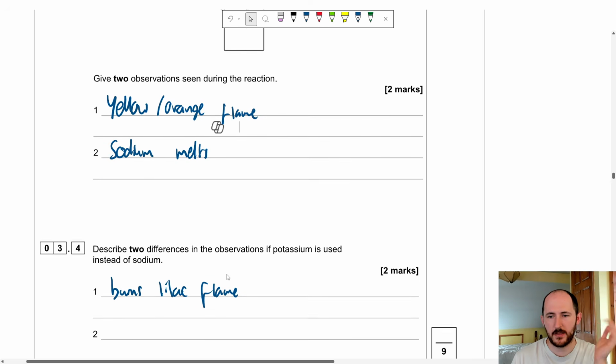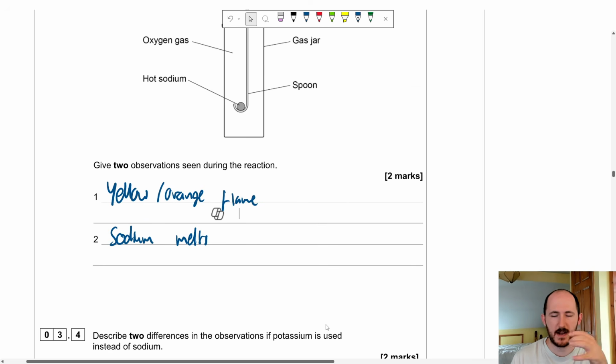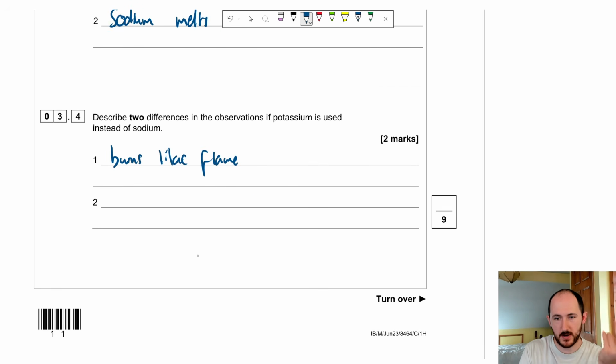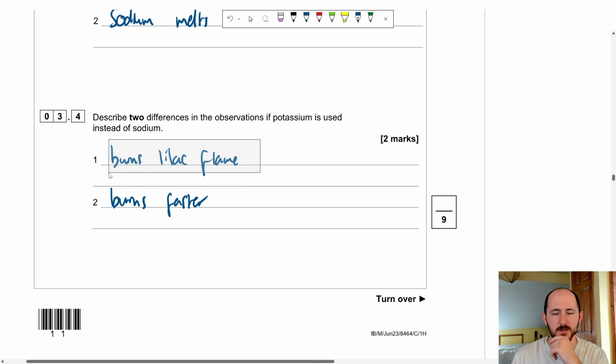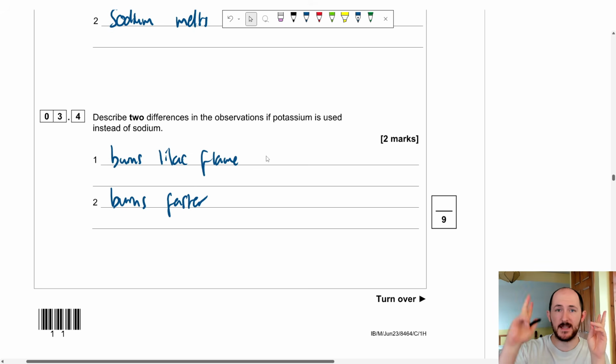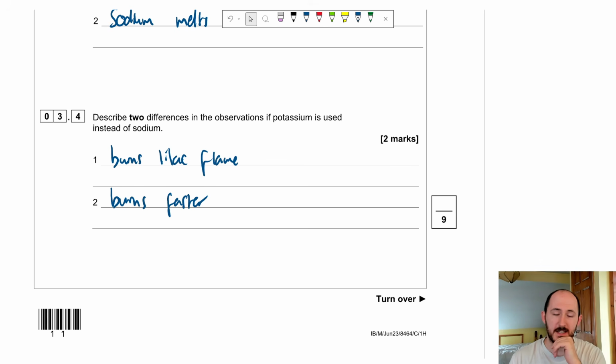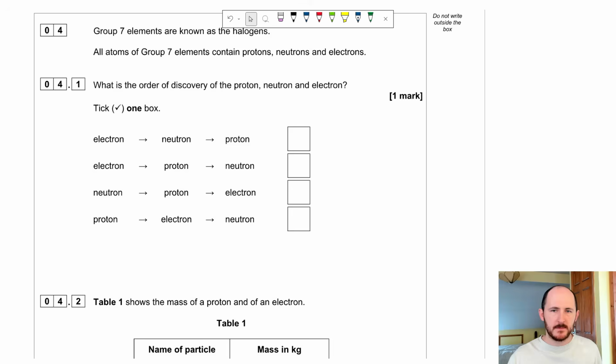And another kind of observation is because it reacts faster, it's going to burn faster. Or you can say more vigorous if you'd like. Also, something fairly interesting is you can kind of cheat this one. If you can't remember which color it burns with, you can just write burns with a different color flame, because that is an observation, and you can actually get the mark for that, which is quite funny.